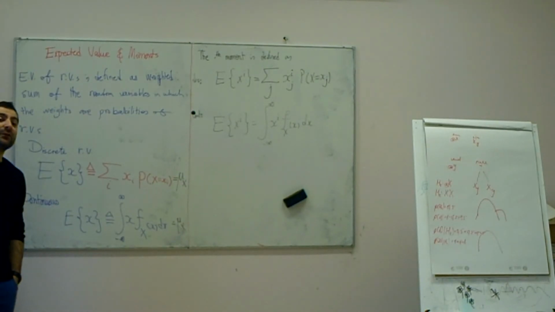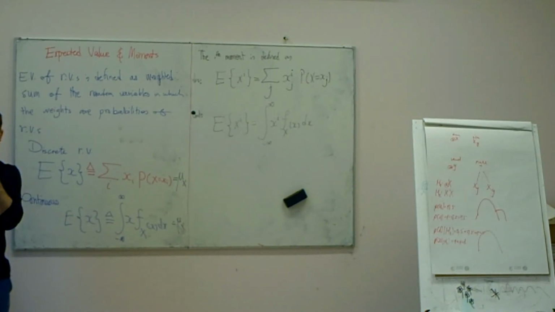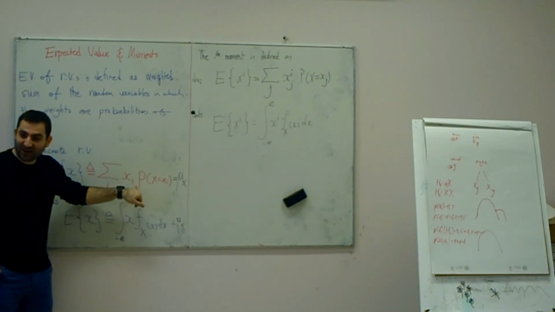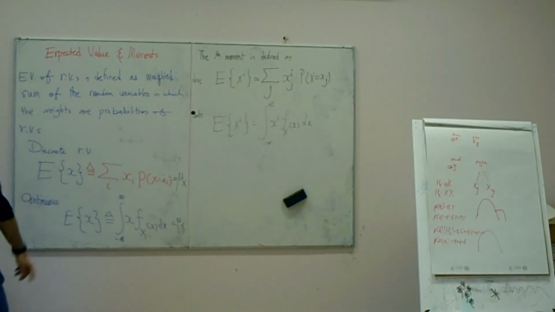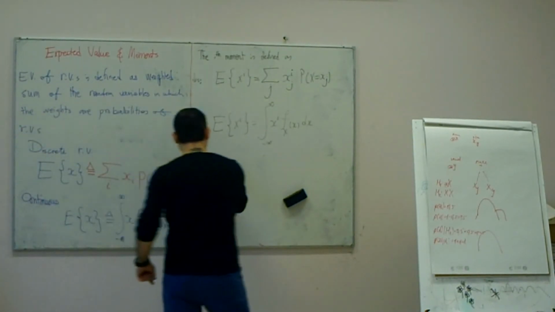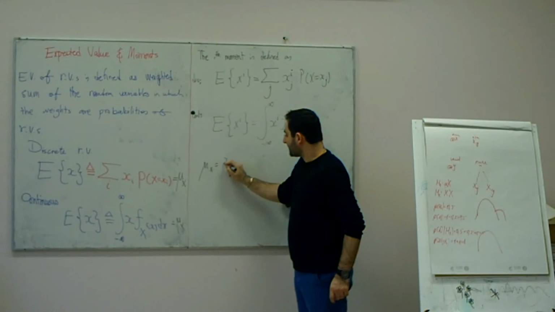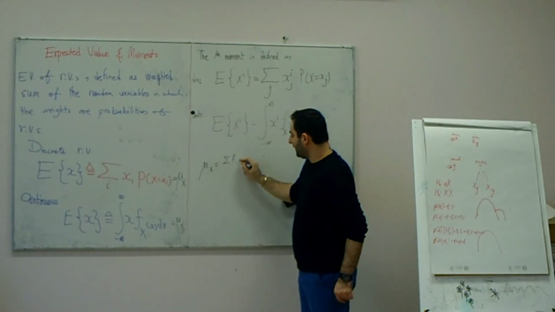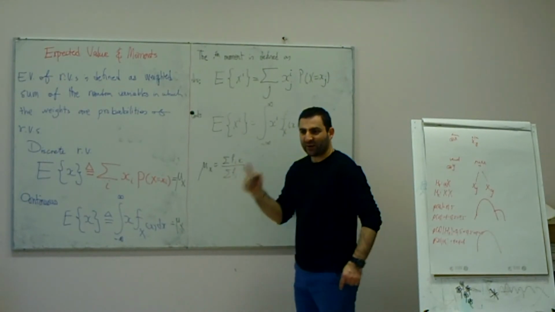Don't we have to divide it by the total number of our elements? If it is probability, no. Why? Because the weights are already normalized. What is the definition of the mean? The definition of mu x is this, right? It is the summation of fi xi divided by the summation of fi, where fi is the frequency.